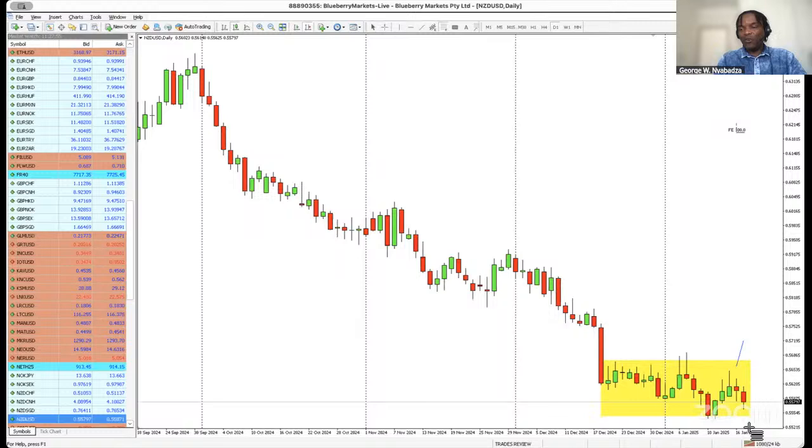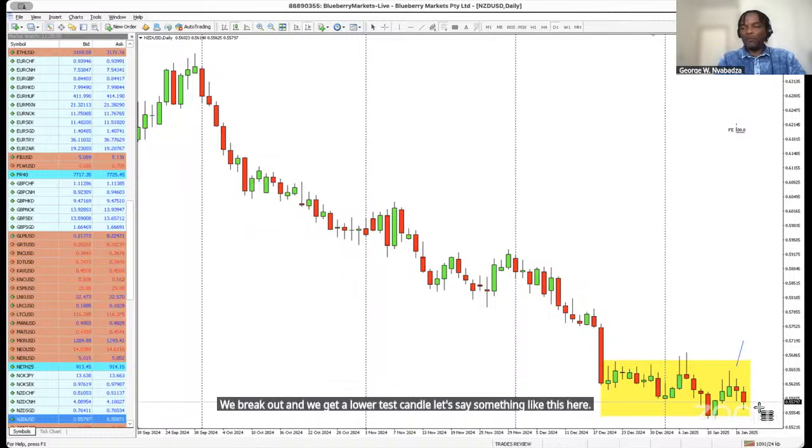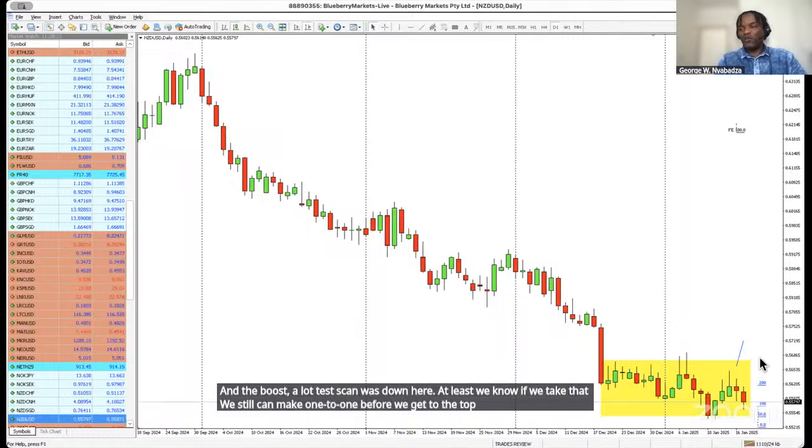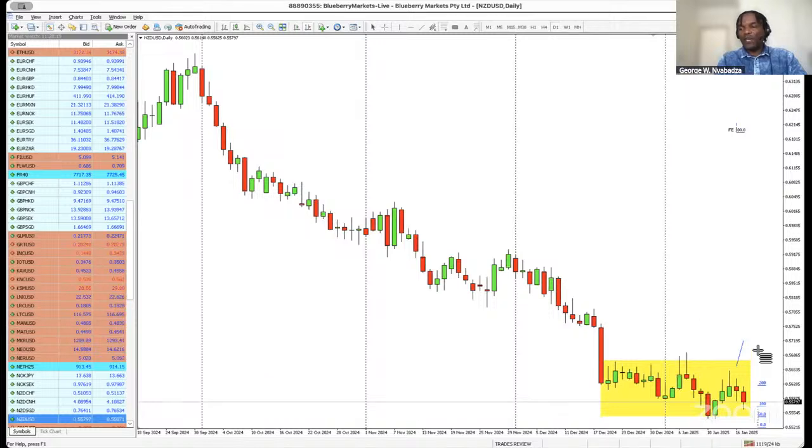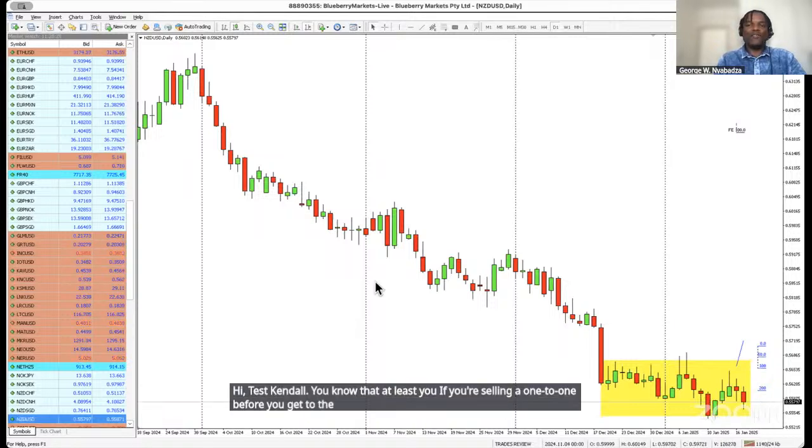So if anywhere in here we break out and we get a lower test candle, let's say something like this here, and the bulls, a lower test candle down here, at least we know if we take that, we still can make one-to-one before we get to the top of the trading range. That would be fantastic. Or if you get a high test candle, you know that at least you get, if you're selling, a one-to-one before you get to the bottom of the trading range.